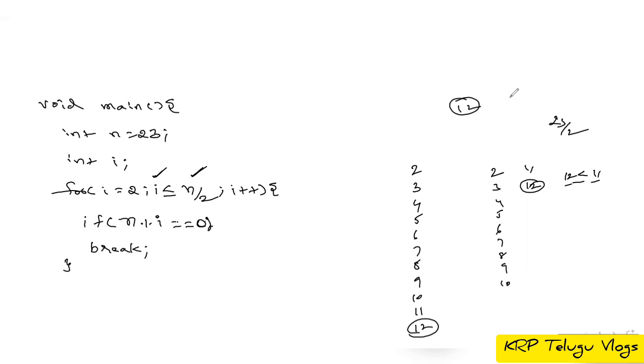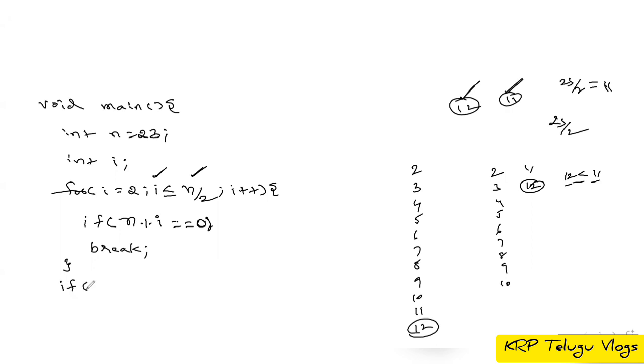What is n by 2? 23 by 2 ఎంత? 11. 23 by 2 is 11. కరెక్టా? సో అంటే ఎక్కడ డివిజిబుల్ కాకపోతే ఈ వాల్యూ కంటే కూడా ఈ వాల్యూ ఎక్కువ ఉంటుంది. అర్థమైందా? ఓకే సార్. సో ఐ వాల్యూ వచ్చేసి n by 2 కంటే ఎక్కువ ఉంటుంది. సో నౌ అది చెక్ చేస్తాం ఇక్కడ.